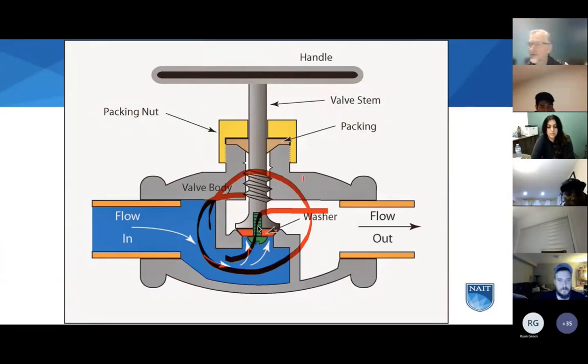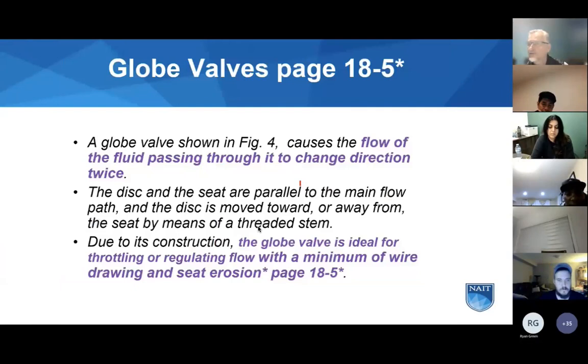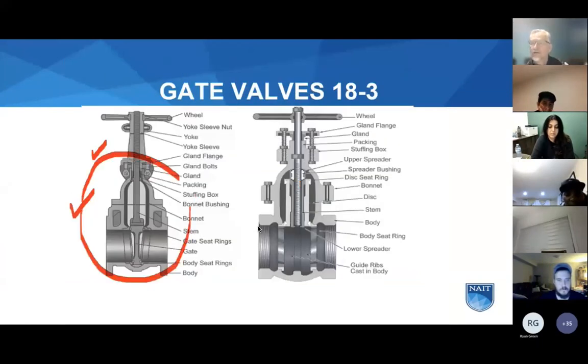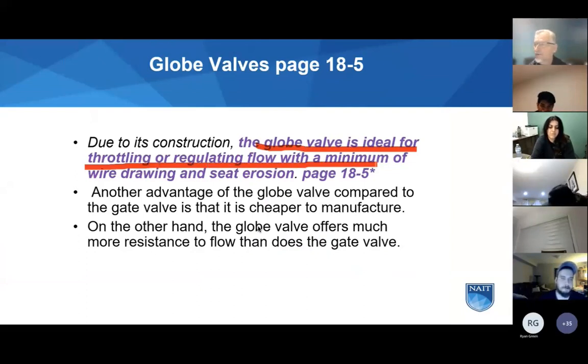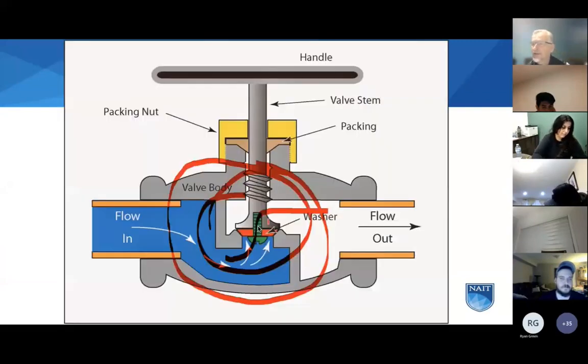Okay, so this is a globe valve. It has that round shaped body as opposed to that tall body and bonnet with the long stem. Due to the construction, the globe valve is ideal for throttling or regulating the flow. There will be minimum damage. The damage to the seat would be called wire drawing or seat erosion. But when we change directions, flow has to change direction. We have some resistance to flow.